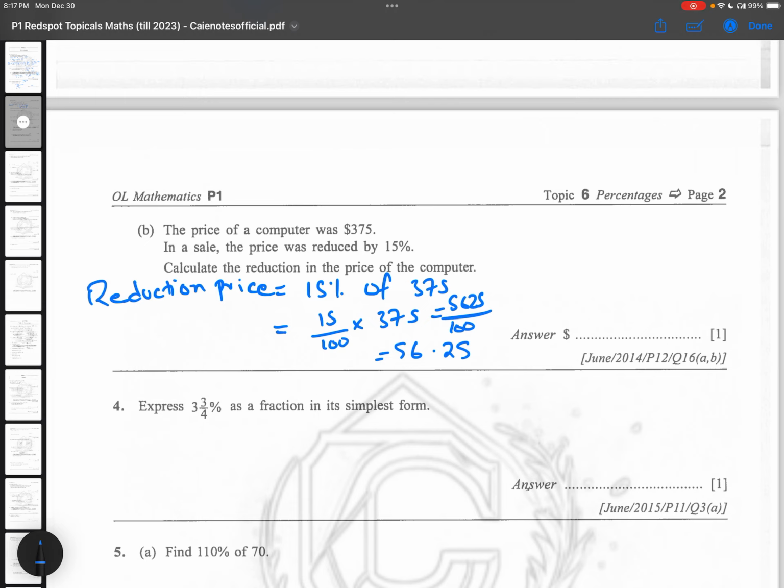So if you subtract this reduction price from $375, you will get the sale price. So we will subtract 56.25 from 375, and this will give you $318.75. So this will be the answer.